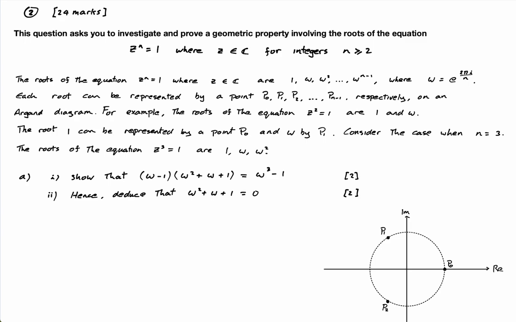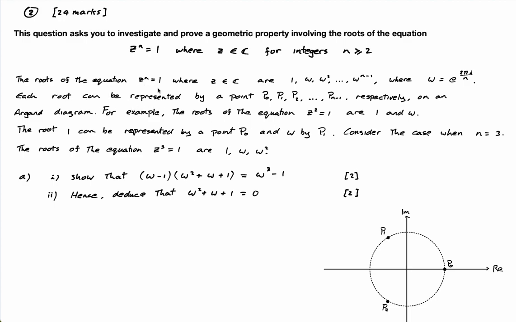Okay, so this is question 2. It says, this question asks you to investigate and prove a geometric property involving the roots of the equation z to the n equals 1, where z is a complex number, for integers n greater or equal to 2. Okay, so I'll just read this out.